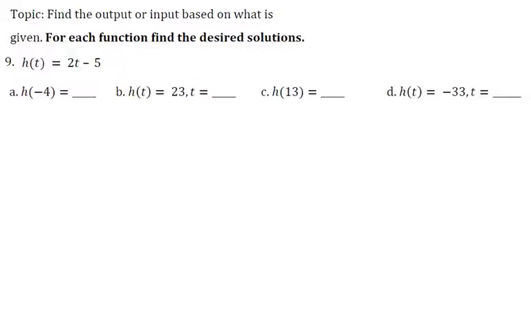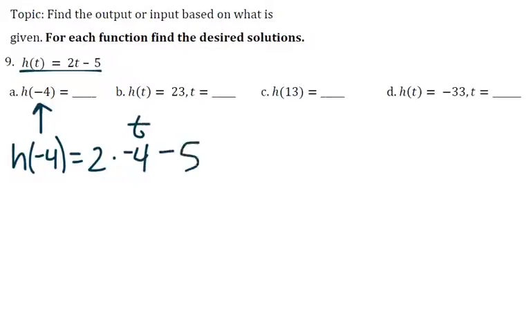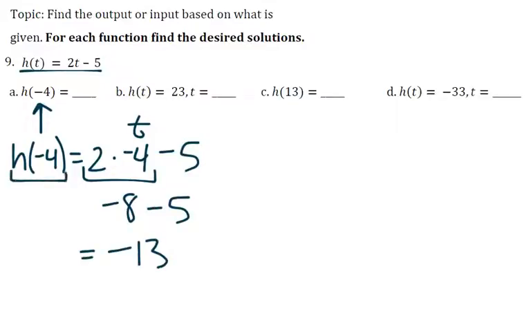Alright, now for each function find the desired solutions. So, here's our function. This first one is our input, so we want to plug it in to t, so we replace t with that negative 4. Then we just solve. 2 times negative 4 is negative 8, minus 5 is negative 13. We don't touch this side, remember. That just goes down to give us our answer. So that's equal to negative 13.